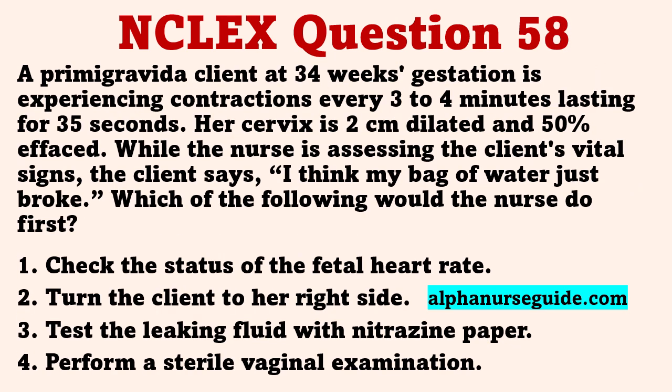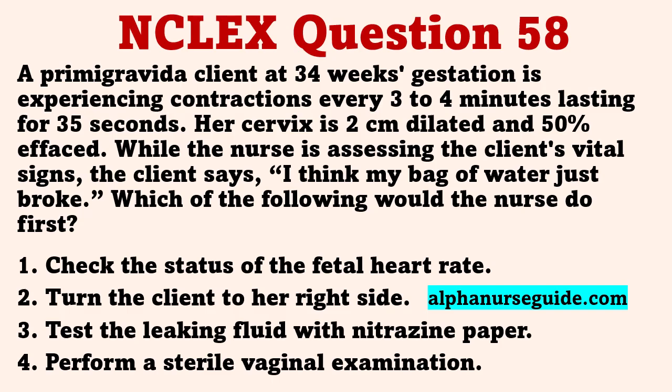A primigravida client at 34 weeks gestation is experiencing contractions every 3 to 4 minutes, lasting for 35 seconds. Her cervix is 2 centimeters dilated and 50% effaced. While the nurse is assessing the client's vital signs, the client says, "I think my bag of water just broke." Which of the following would the nurse do first? 1. Check the status of the fetal heart rate. 2. Turn the client to her right side. 3. Test the leaking fluid with nitrazine paper. 4. Perform a sterile vaginal examination.